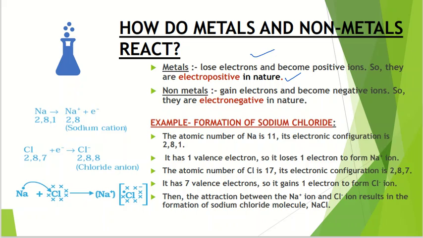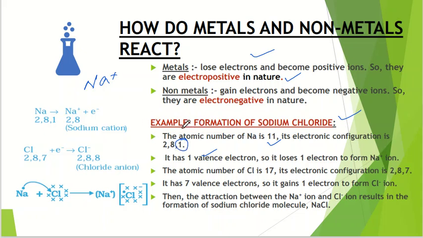We will try to understand through an example: formation of sodium chloride, right? The atomic number of sodium is 11. Then its electronic configuration is 2, 8, 1. It has one valence electron, so it loses one electron to form the sodium ion. When any metal loses electrons, we write a plus sign, as written here.